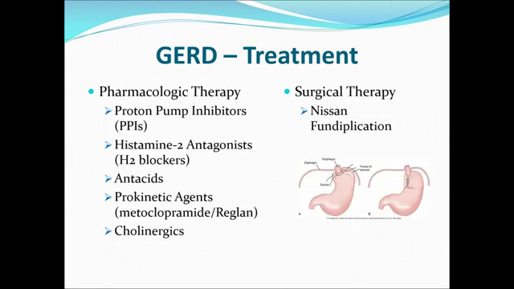From a pharmacologic therapy perspective, we have several options. Proton pump inhibitors, your PPIs, and histamine 2 antagonists, H2 blockers, are both aimed at reducing the actual amount of acid in the stomach. Antacids actually neutralize stomach acid.